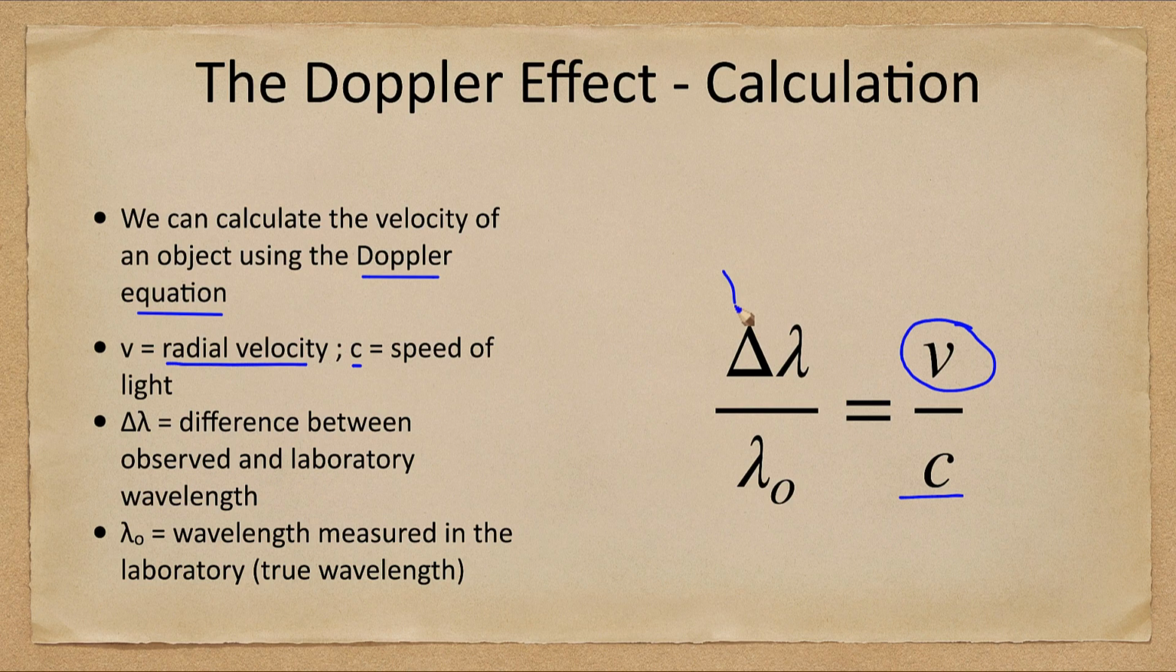Delta lambda: delta means change, and lambda, the upside down y, means wavelength. So it's the change in wavelength, the difference between what is observed and what we see in the laboratory. And lambda with the subscript 0 means the wavelength measured in the laboratory. So that is the true wavelength, the wavelength that the atoms are giving out with no velocity change.